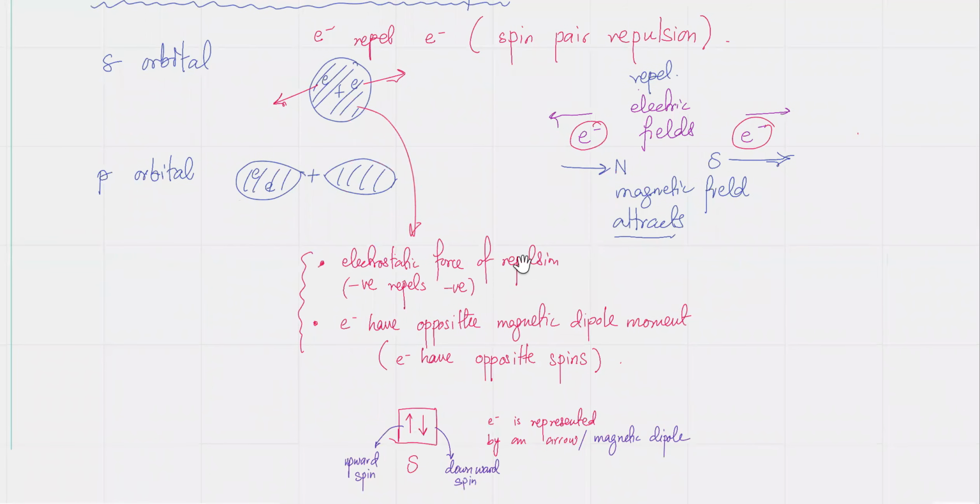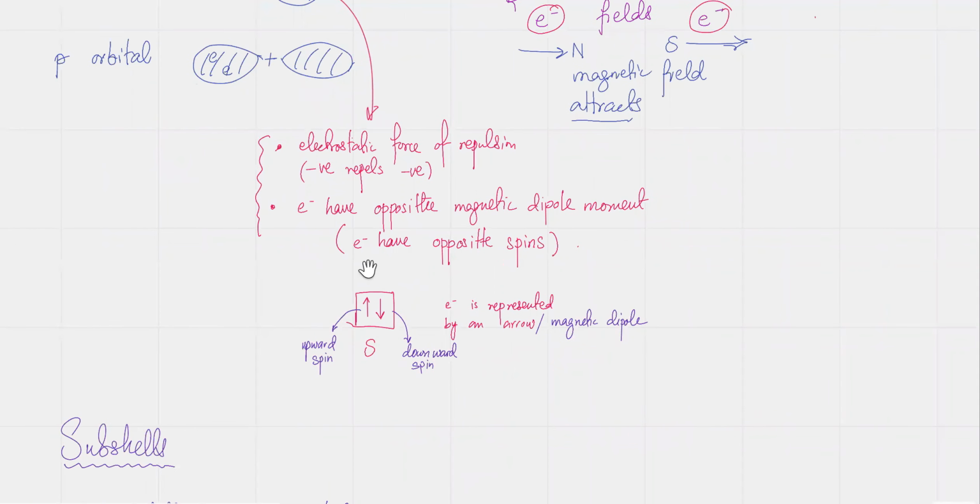So there's going to be an electrostatic force of repulsion in an orbital, but at the same time, because of the opposing magnetic dipole moment, that's the magnetic field, also referred to as opposing spins, the 2 electrons are going to attract each other, which is why the force of repulsion is going to get cancelled out by the force of attraction. And this is represented by two arrows. Like the s orbital, it would be represented by a box. Every orbital can be represented by a box, and that box has 2 electrons. One arrow would be upwards, the other one downwards. That means upward spin, downward spin. That just means they're going to have opposite magnetic fields.